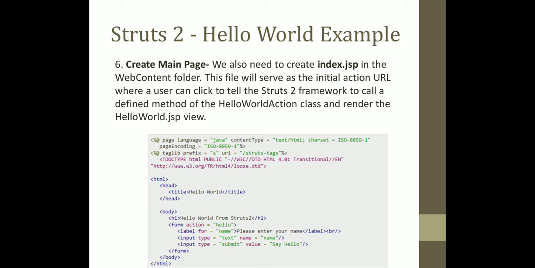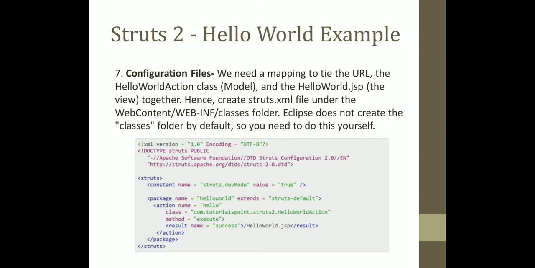Label for name, please enter your name, and the label is closed here. Then input type text, name equals name, with the attribute name, and input type equals submit and value equals Say Hello. Okay, this form is ended, and the body and HTML tags are also closed.